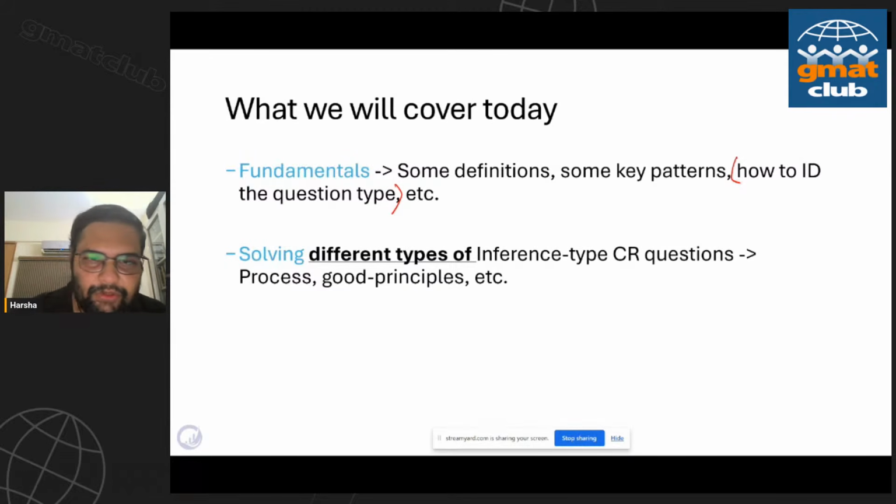And of course, no session is complete without us solving a ton of questions. We'll solve some different types of inference questions. Some of you may be curious, what do I mean by inference type questions? Isn't there just one? So we're going to get into all that and more pretty soon, right?